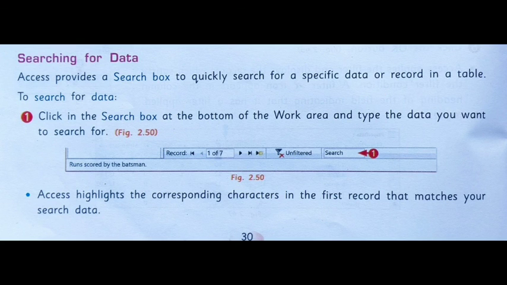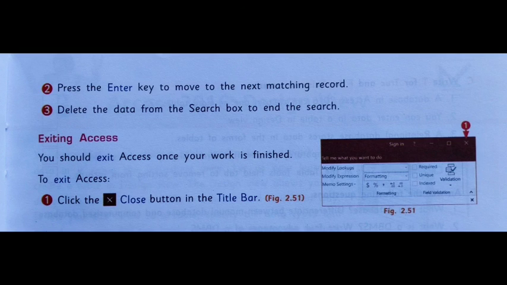Searching for data. Access provides a search box to quickly search for specific data or a record in a table. To search for data, click in the search box at the bottom of the work area and type the data you want to search. Access highlights the corresponding characters in the first record that matches your search data. Press the Enter key to move to the next matching record. Delete the data from the search box to end the search. Exiting Access. You should exit Access once your work is finished.